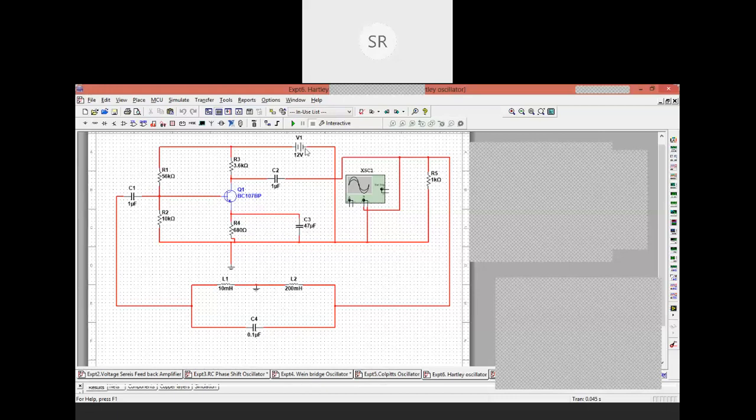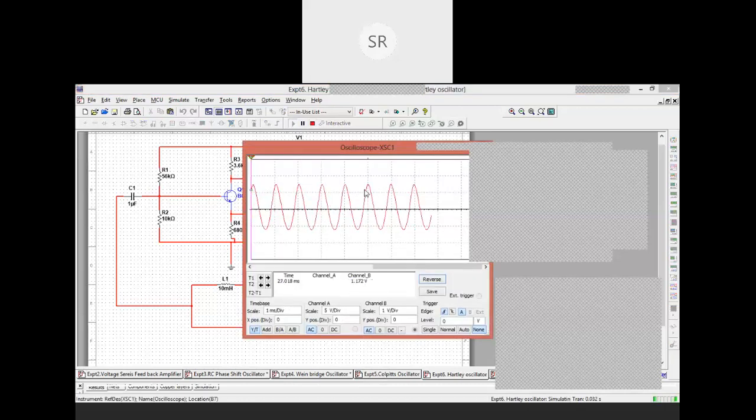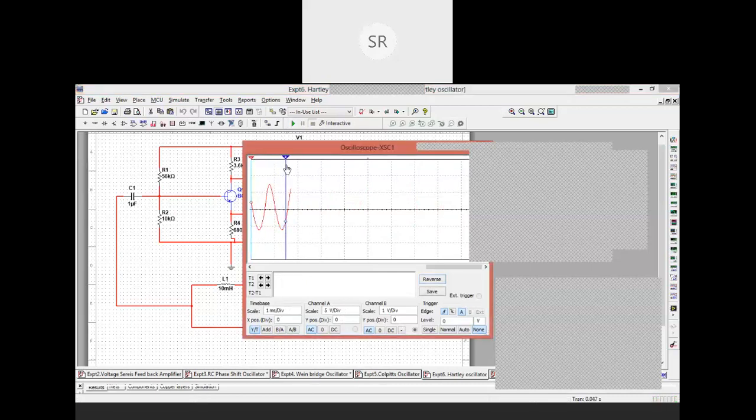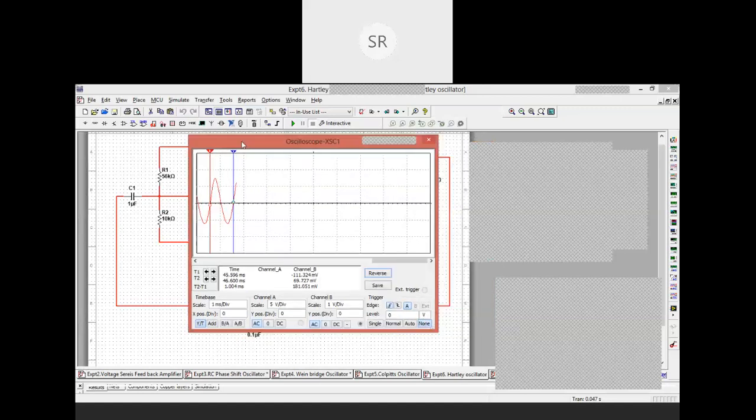Otherwise, I am going to simulate this experiment by viewing this graph. I have two arrow marks here. One is the end of the negative half cycle and another one is the start of the positive half cycle. Here, what is exactly the one cycle time period? 948.848 microseconds, approximately 1 millisecond. This is the time period of the sinusoidal waveform generated at the Hartley oscillator output.